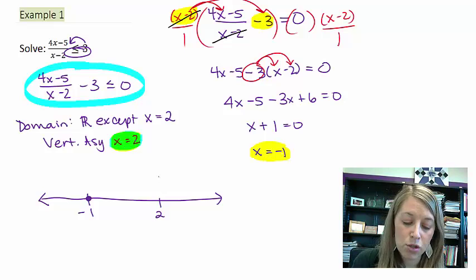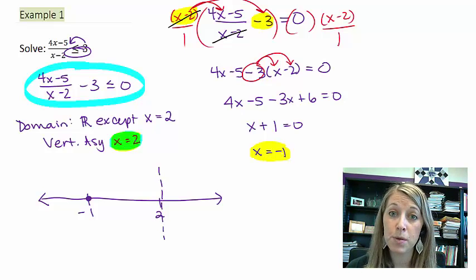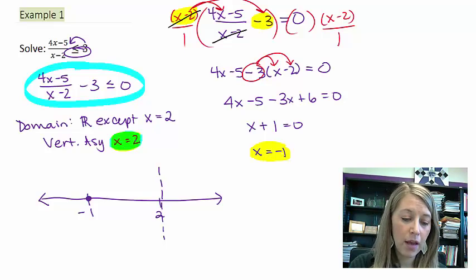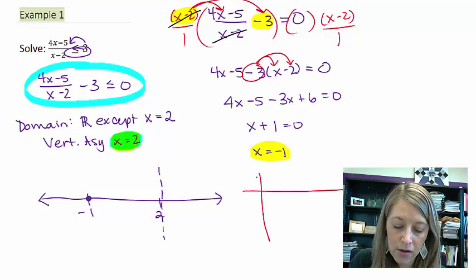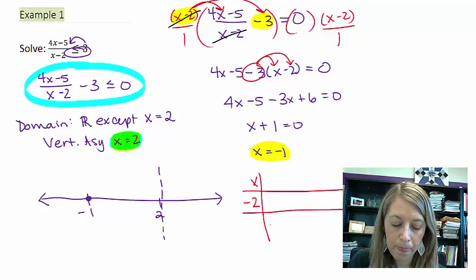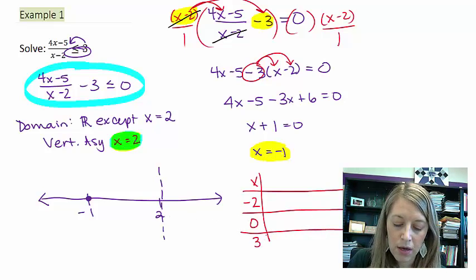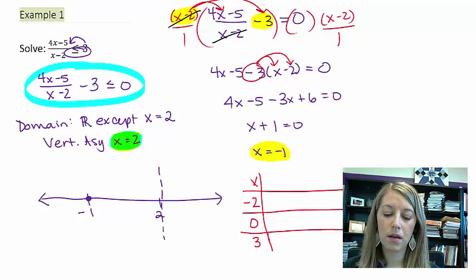And then 2 is an asymptote, so I'm actually going to draw it like an asymptote to remind me that's what it is, so I don't accidentally select it in an answer where it shouldn't be. Okay, so now I need to do my chart with my intervals. So the x values that I'm going to use: less than -1, I'll pick -2. Between -1 and 2, I'll pick 0. And beyond 2, I will pick 3.